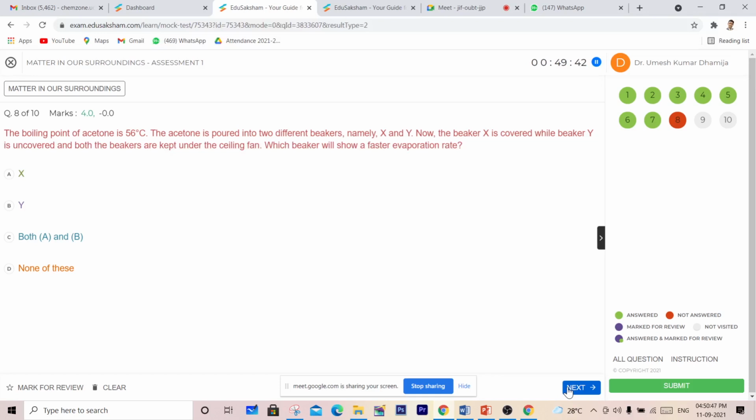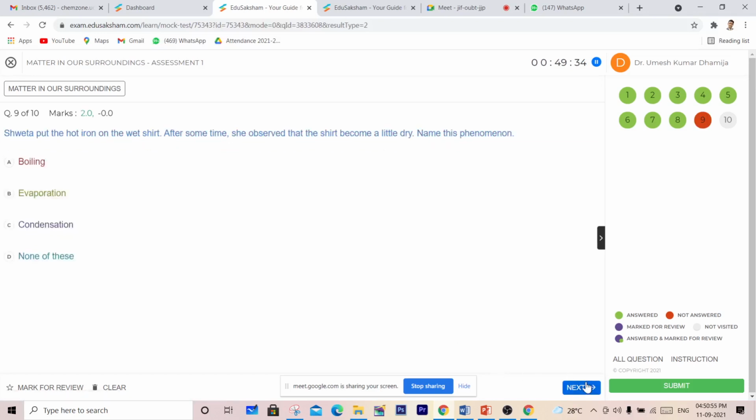Okay, good. Getting me, Saksham? Shweta put hot iron on the wet shirt. After some time, shirt become dry. Of course, it is evaporation. Yeah, the heat evaporates. What is condensation? Liquid. No. Yeah, gas to liquid. Okay.